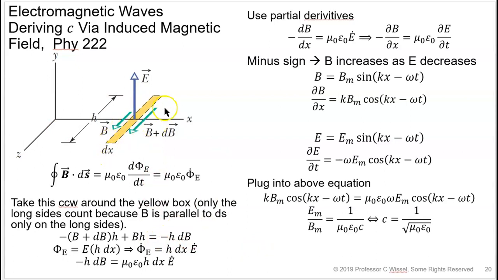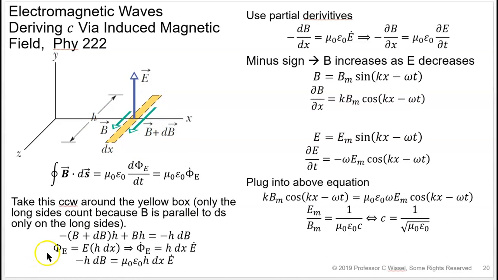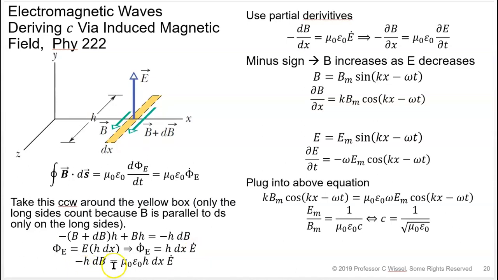Now, phi E is just E times the area, and the area is just H times dx. That is the area of the box. So then we can say that phi E equals E times H dx. And we can take the time derivative of this and say that phi E dot equals H dx E dot. Remember, the dot is the derivative with respect to time. So then we say minus H dB equals mu naught epsilon naught H dx times E dot.